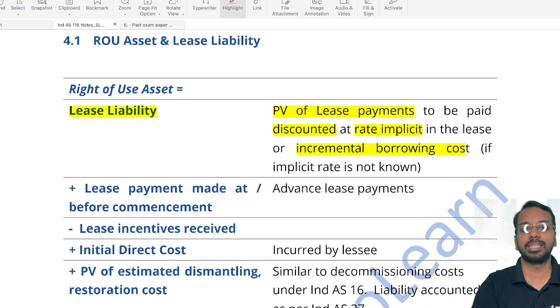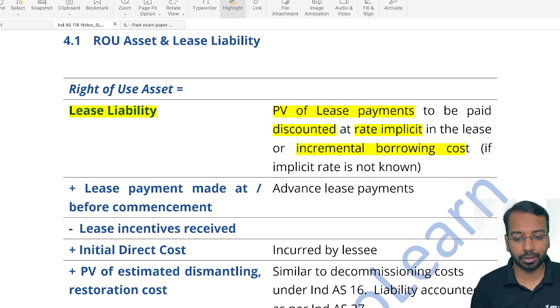That you will not include in lease payments, unless it is guaranteed. So that discussion we'll have separately. So lease liability is the present value of lease payments which will be made in the future, discounted at IRR or incremental borrowing cost. If IRR, the implicit rate of return, is not known, then you will use incremental borrowing cost. So the first component is lease liability.